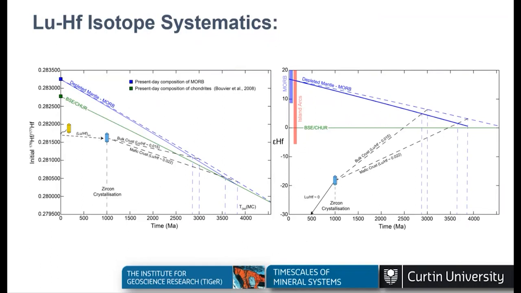And in the case where you're looking at a zircon that's derived directly from the mantle, the rock will plot exactly on that blue line, and the age of crystallization essentially represents the crust formation age.